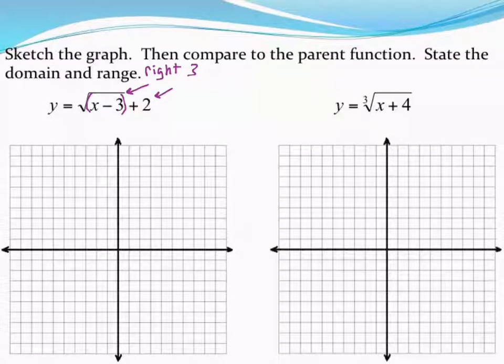Any number outside the radical, being out at the end, is going to move our graph up or down, and it does what it says it's going to do. So I'm going to move this graph up 2. So there's the two descriptions for what's happening. I can use those now to make a sketch of what this graph looks like.